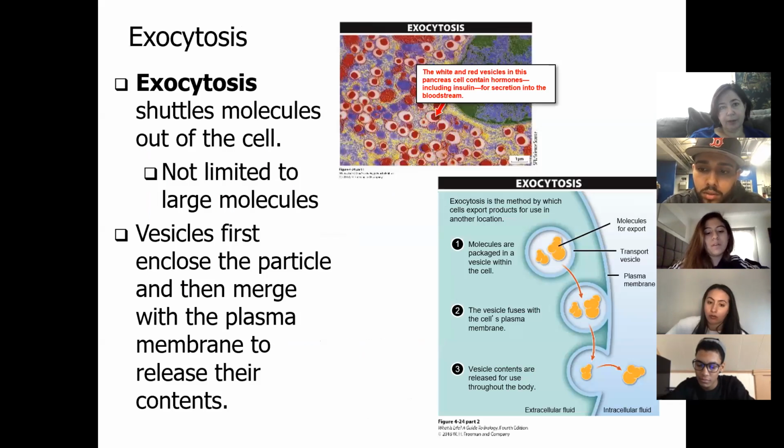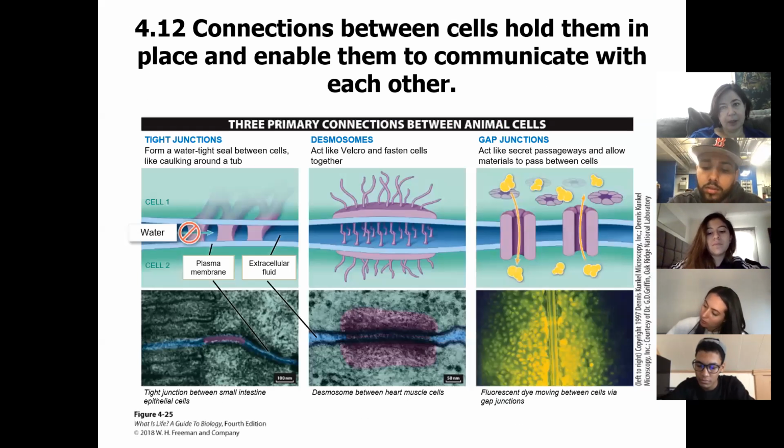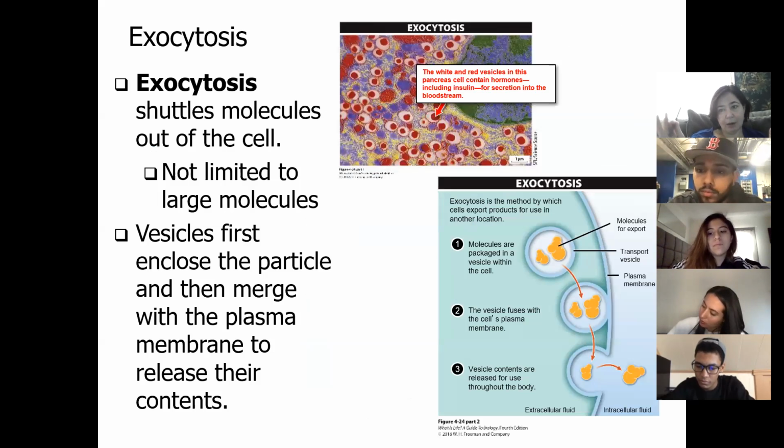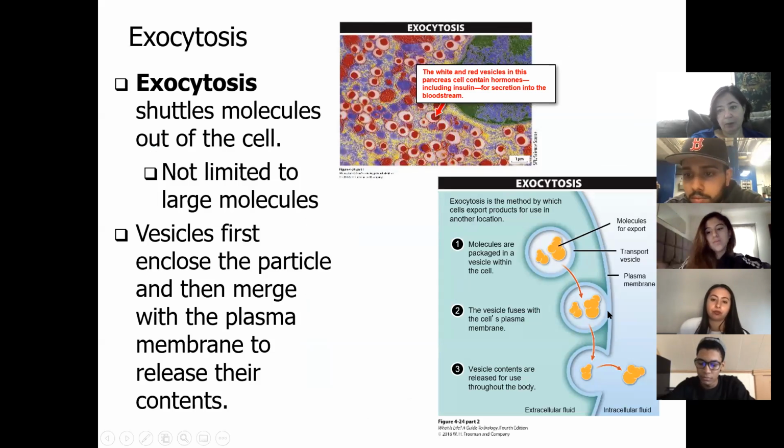Exocytosis is just the opposite, taking contents outside the cell, right? So you load the vesicle, it will fuse with the cell membrane and release. So endo is taken in, exo is taking out. Is it clear?